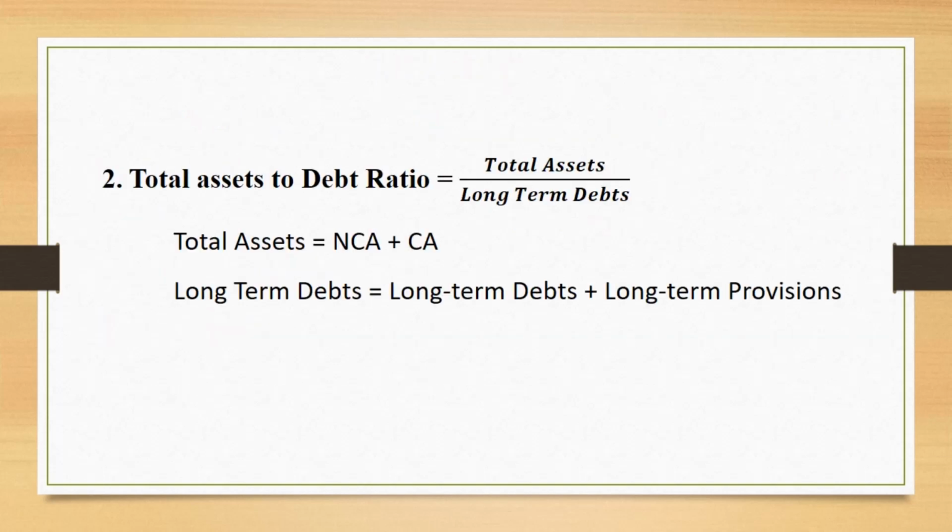The second formula which is there under this head, that is total assets to debt ratio. Total assets upon long-term debts is the formula. Debts over here will refer to long-term debts. Total assets, we know that it is non-current assets plus current assets, whereas long-term debts will include the long-term liabilities and long-term provisions, long-term borrowings and long-term provisions.